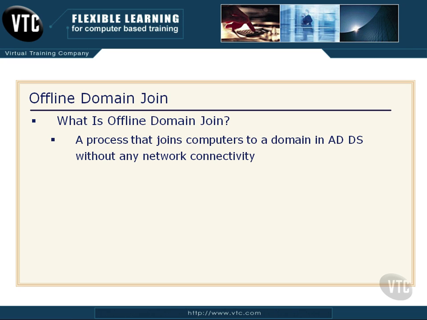It is a process that we can use to join a computer to a domain in Active Directory Domain Services without any network connectivity. Now, how is this possible, you say? Because we have to connect to the domain and be authenticated, and there has to be some files replicated back and forth. Well, we're going to use a command line tool called djoin.exe.